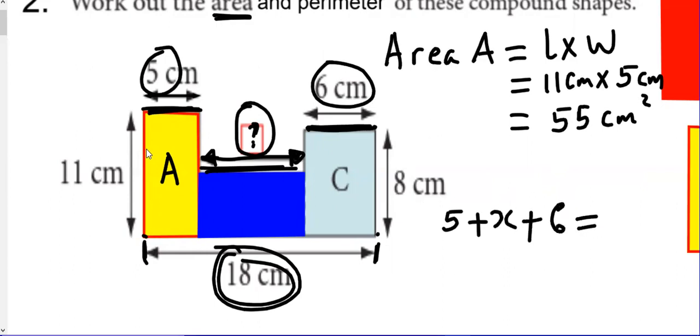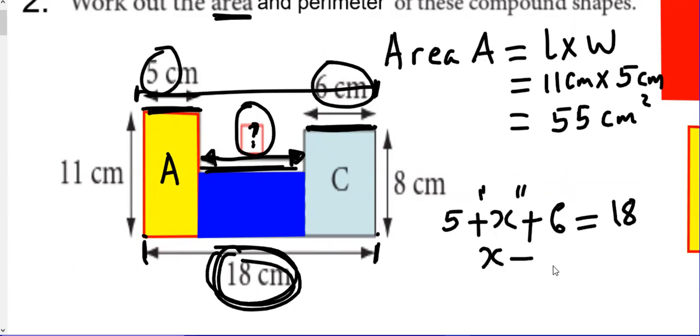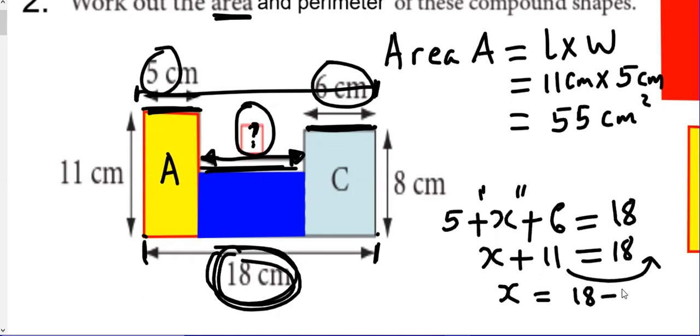The answer should be, when you add the length from here to here, that will be equal to 18. So which number is missing here? Go ahead writing 5 plus 6. This will be x plus 11 equals 18. To figure out the missing number, x equals 18 minus 11. So what is x? x will be equal to 7.